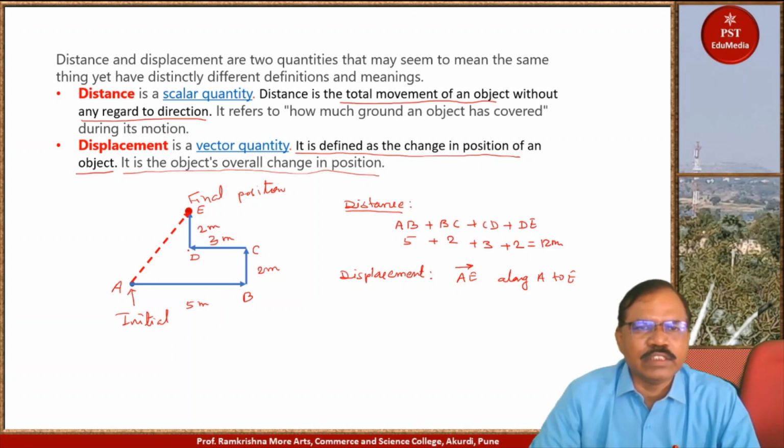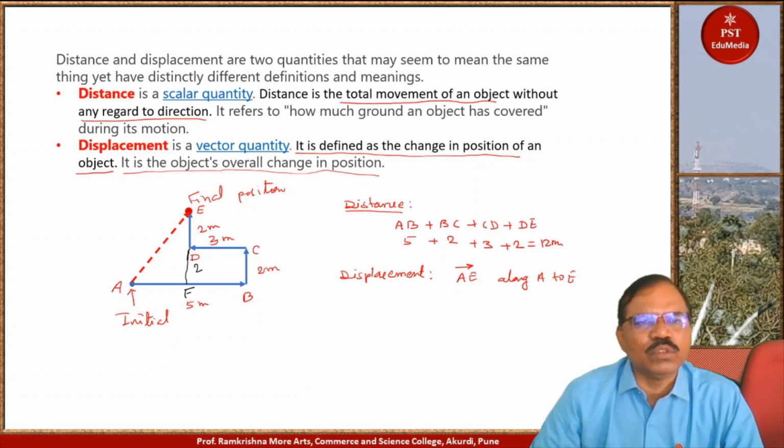So see here, this is 2 meter and this is 2 meter. Suppose I take here some point F. So FD is 2 meter, DE is 2 meter, so EF is 4 meter. Now what happens? AF is equal to how much? We know AB is 5, CD is 3, so the remaining is 2. So this is 2 meter.